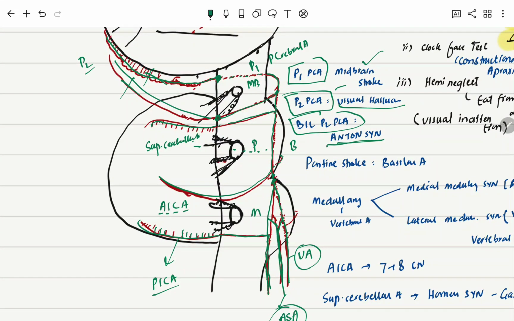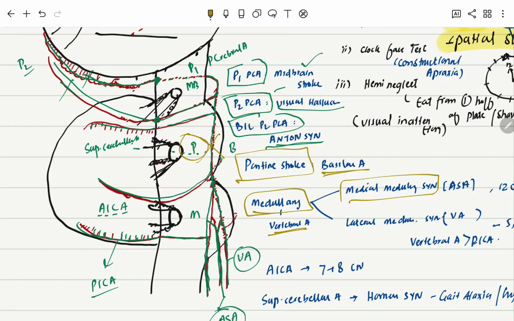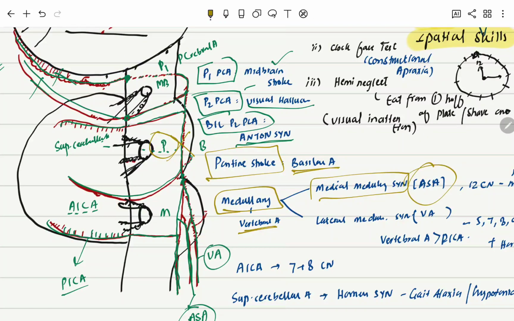If we block this artery, the basilar artery, what's going to happen? There will be a pontine stroke. Patients are going to have a pontine stroke when we block the basilar artery. The vertebral artery is going to supply the medulla, so we will have the medial medullary syndrome. The anterior spinal artery is going to supply the medial aspect of the medulla. If we block that, the patient is going to have medial medullary syndrome.